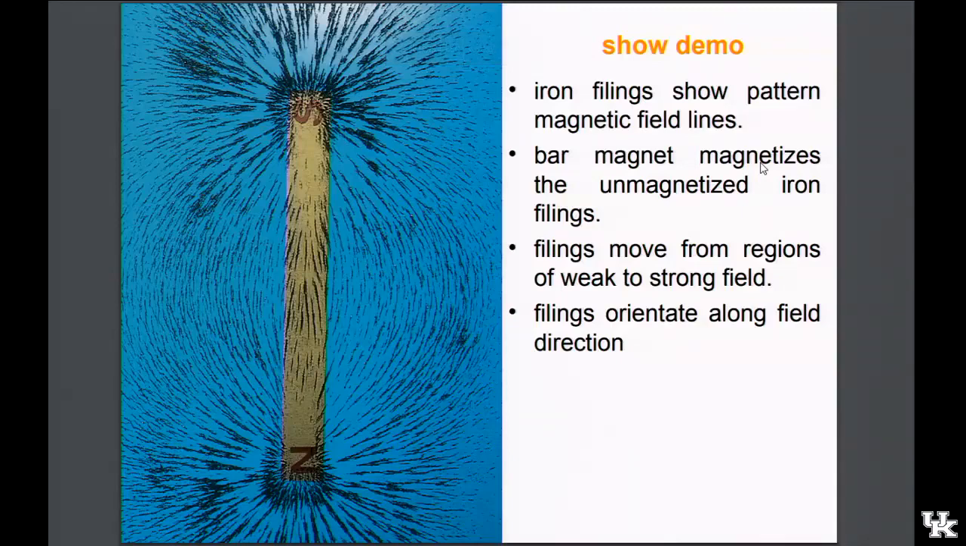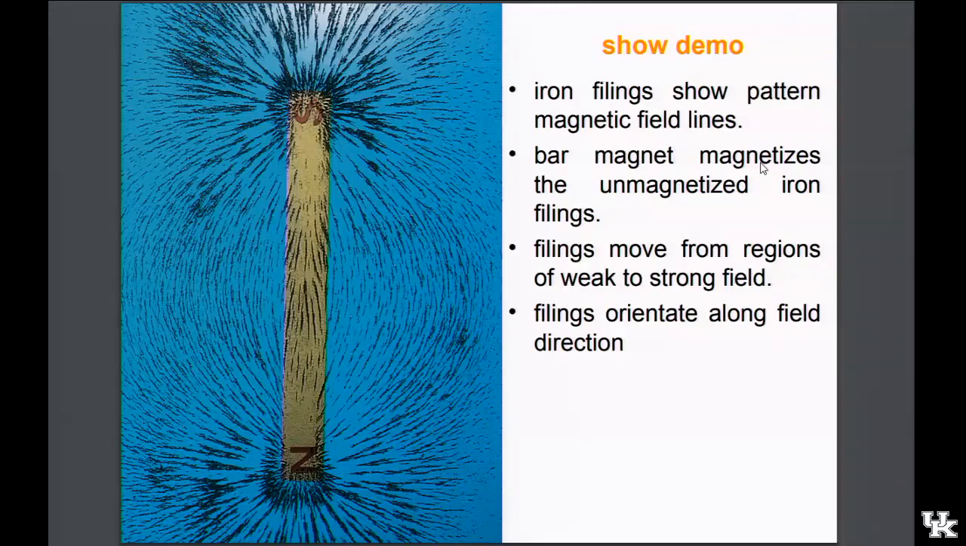I want to show you another demonstration in which we're going to use iron filings as little compass needles to map out patterns of magnetic field. Now, iron filings will line up with the direction of the magnetic field. And iron filings will move to where the field is strong and away from where the field is weak.